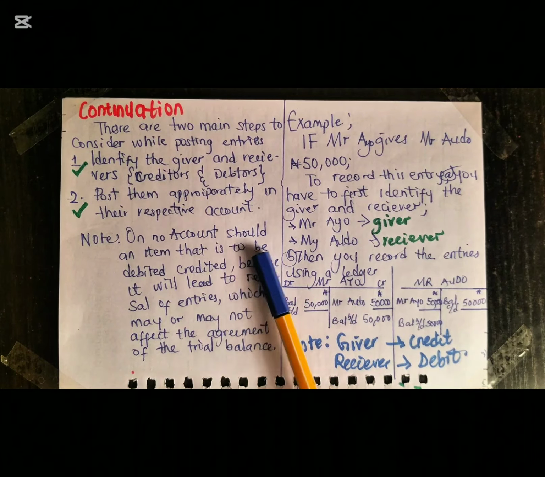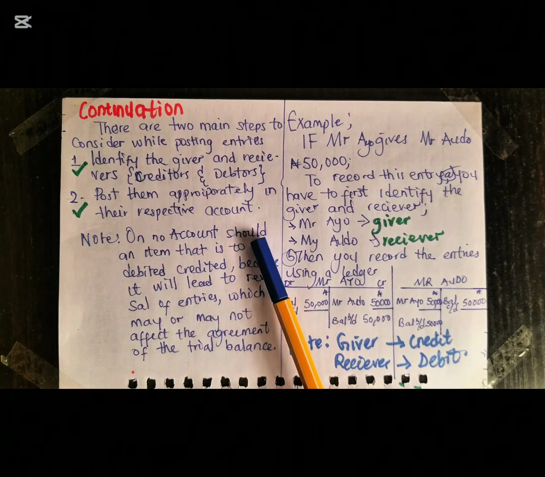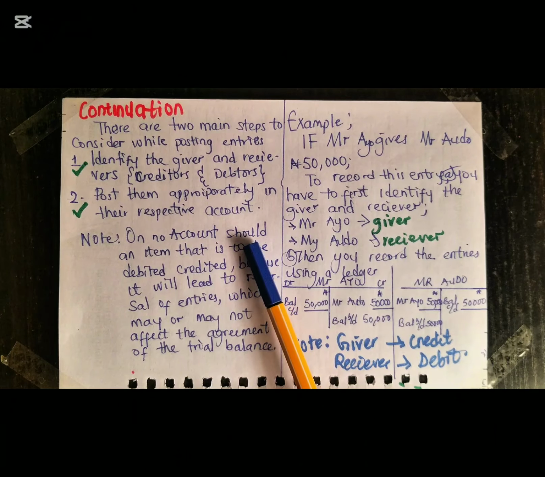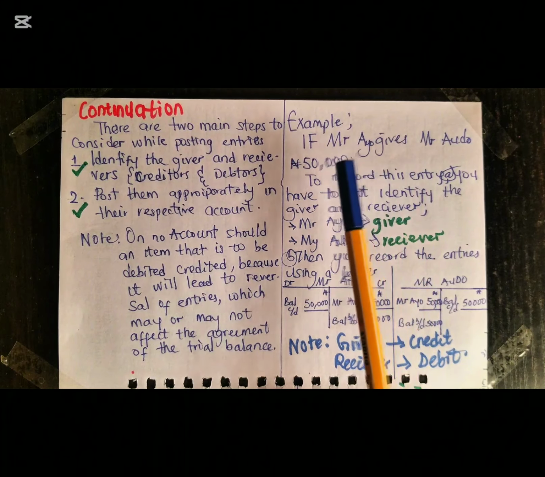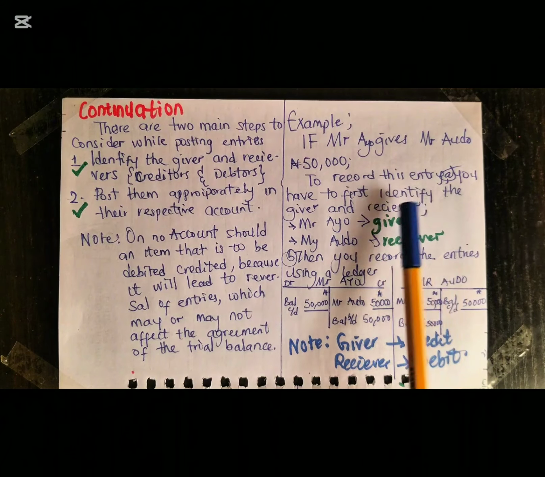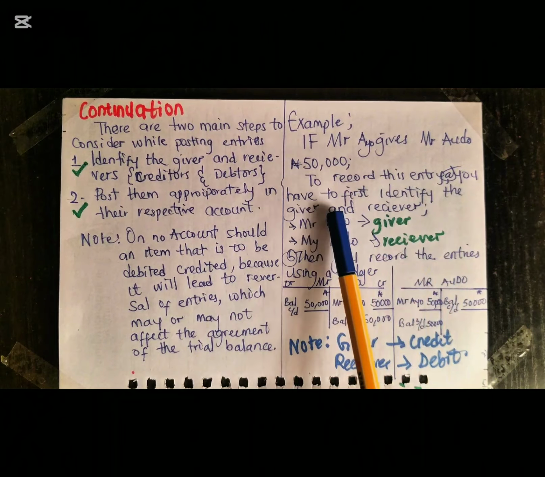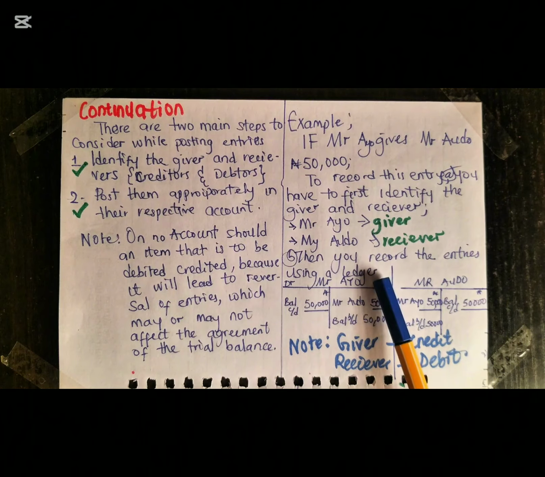But in the meantime, you should just record accounts respectively and appropriately. Most importantly, you should not say, because I feel this error will not affect the trial balance, let me just do what auntie says. No. So now, for example, if Mr. Ayo gives Mr. Aldo 50,000 naira, to record this entry you first have to identify the giver and the receiver, and second, you have to record the entries using a ledger.